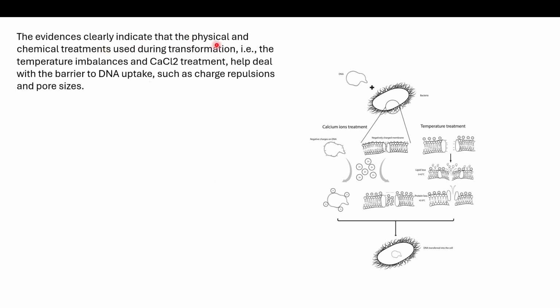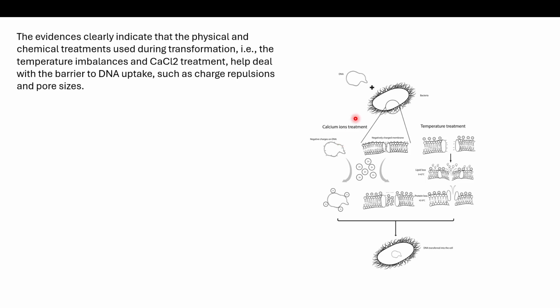Now, this is what we were discussing: physical and chemical treatments used during transformation, like temperature imbalances. We sometimes keep things on ice and then suddenly give a heat shock, raising the temperature. We also treat the cells with different kinds of salts having divalent cations, which can help deal with the barrier to picking up foreign DNA, like charge repulsions and pore sizes.